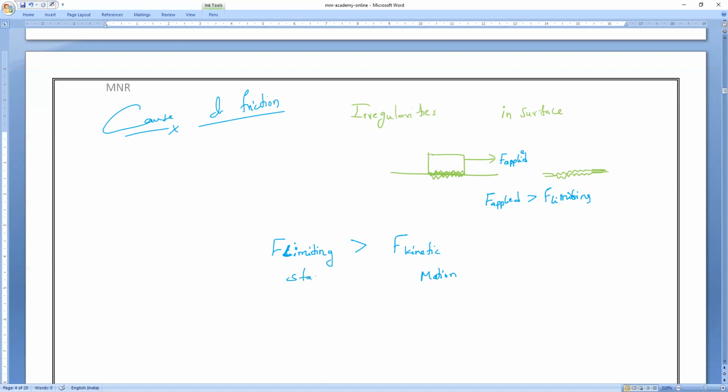But it is not in motion. All of you understanding? It is ready to move. So that is why F limiting is actually highest.